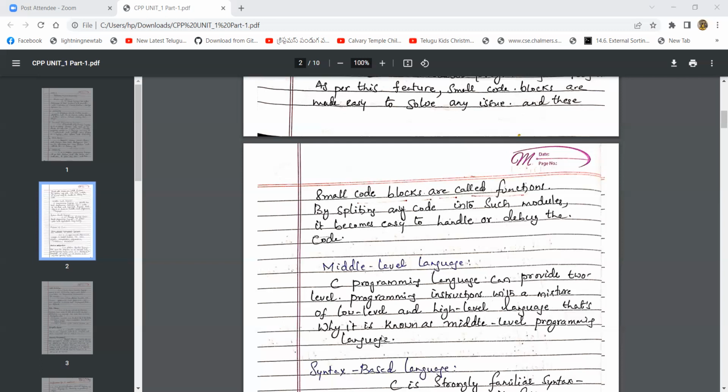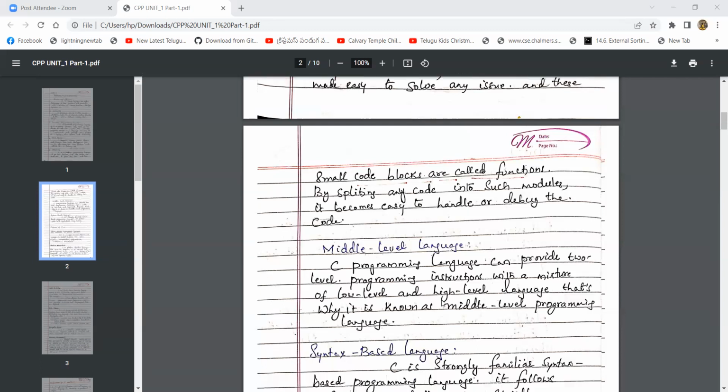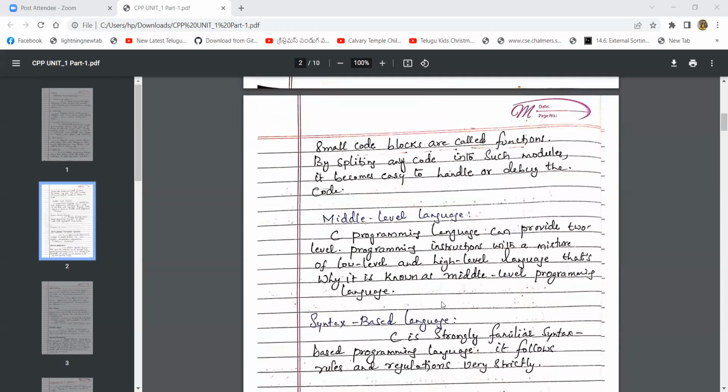And another feature of C programming language is that it is a syntax-based programming language. That means C strictly follows the rules. Even if we have to write a simple code or a single line of code in C, we have to follow the syntax. So we can say C is a strictly syntax-based programming language. These are some features which make C programming language familiar even nowadays.